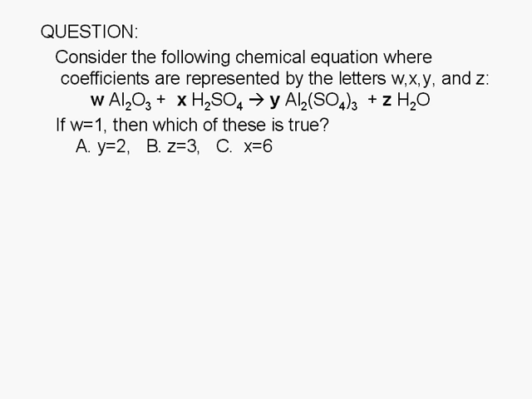Consider the following chemical equation where coefficients are represented by the letters W, X, Y, and Z. W Al2O3 plus X H2SO4 yields Y Al2(SO4)3 plus Z H2O. If W equals 1, then which of these is true?